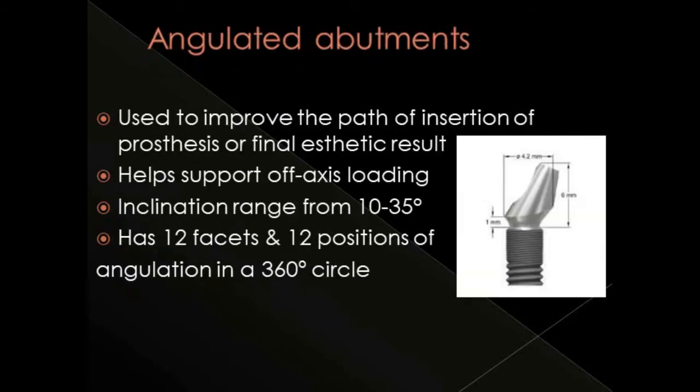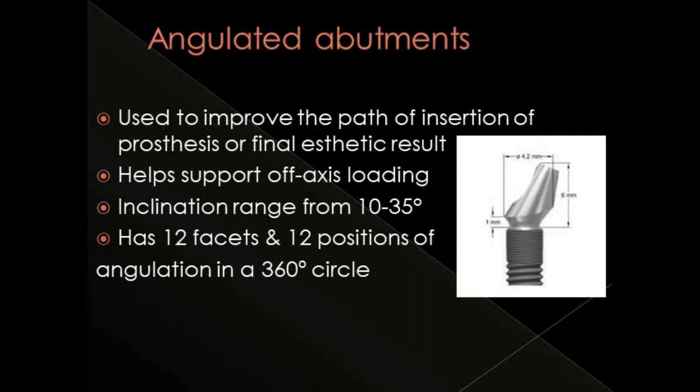The first one, angulated abutments, which are used to improve the path of insertion of the prosthesis or the final aesthetic result, especially when an implant is placed at an angle. So when there is an inappropriate implant alignment, it can cause mismatch between the long axis of the implant and the abutment long axis, which makes the prosthesis fabrication difficult.